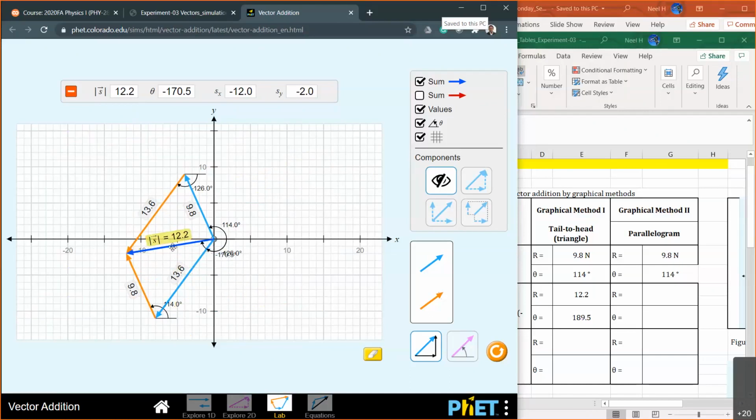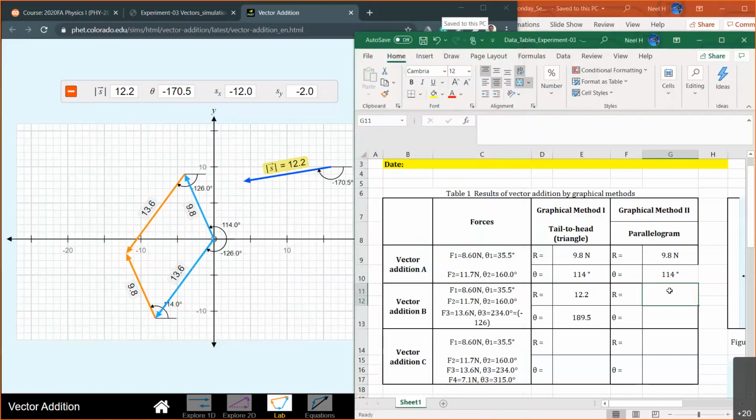12.2, but the angle it shows negative angle. I need to correct that. Okay, let's correct that in a bit. But the magnitude 12.2 and the angle it shows you negative, which we don't like.